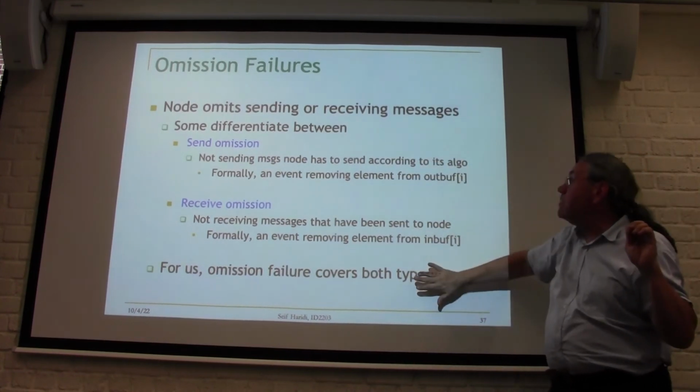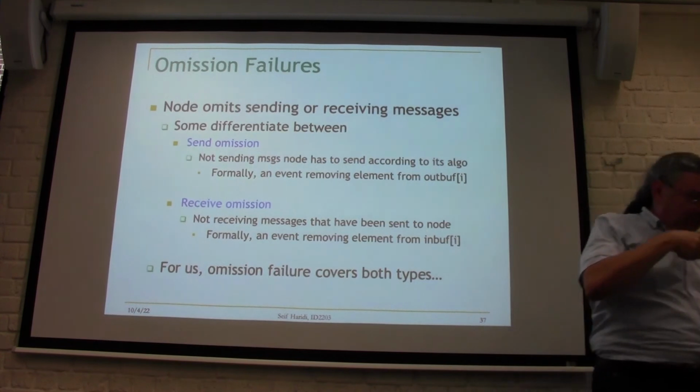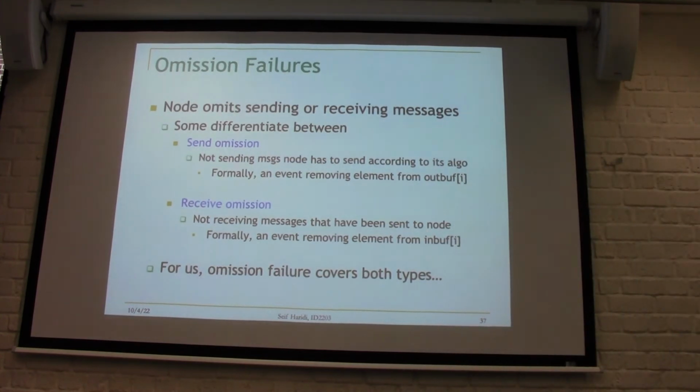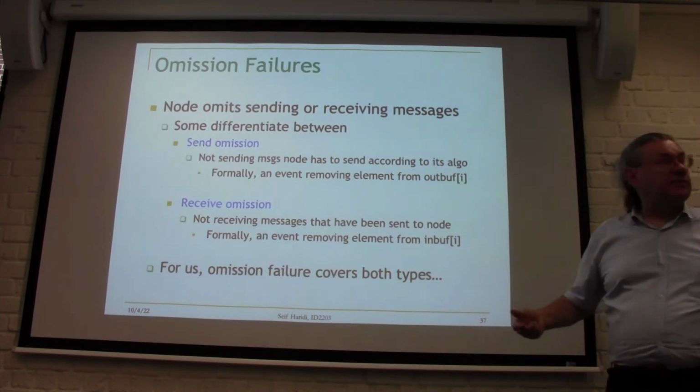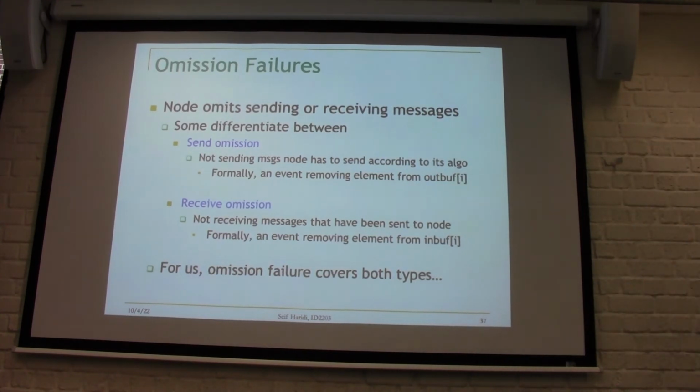But both of them are kind of omission. We'll say omission just means at least one message disappears. That's an omission failure, but everything else is fine. That happens. I send a letter to somebody, it never arrives. But I'm alive, that person is alive, and if I send a second letter, it arrives. So that's an omission failure.